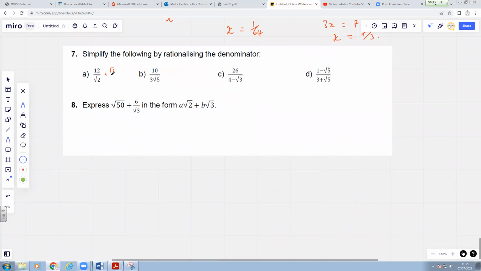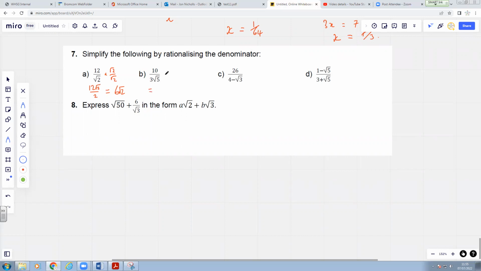Okay, if we times top and bottom by root 2 here, we're going to rationalize the denominator. Now that's going to leave us with 12 root 2 over 2. But that's just 6 root 2. You can simplify that to 6 root 2, because just like 12x divided by 2 is 6x, 12 root 2 divided by 2 is 6 root 2.